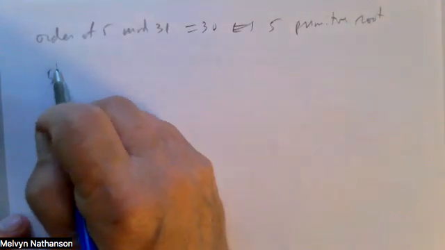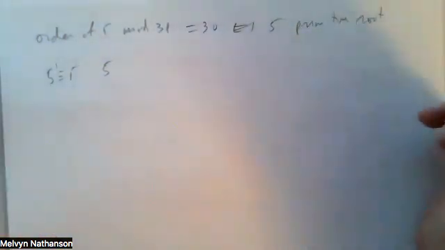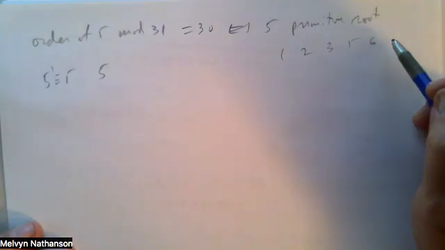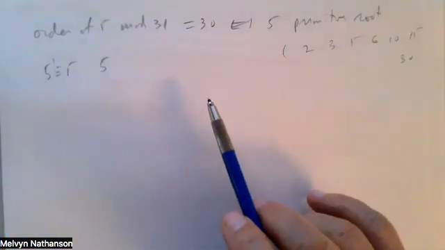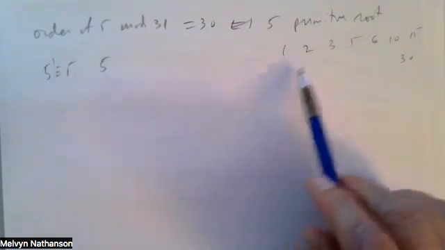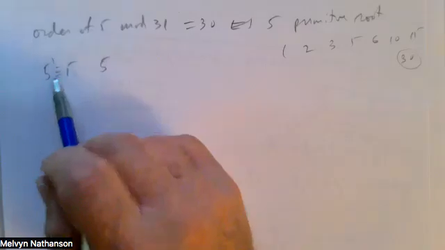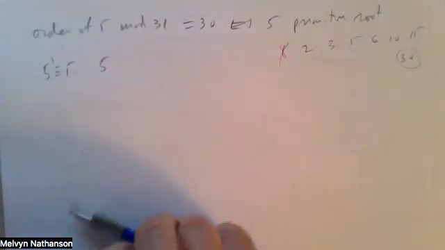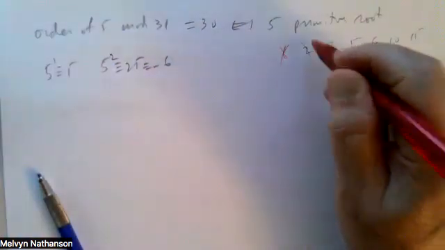So we have 5 to the first power is 5. In fact, what are the divisors of 30? 1, 2, 3, 5, 6, 10, 15, and 30. So the order of 5 is one of these numbers. If it's none of these, it has to be 30. So 5 to the first power is 5. It's not 1, so we can cross that out. 5 squared is 25, or minus 6. It's not 1. We can cross out power 2.